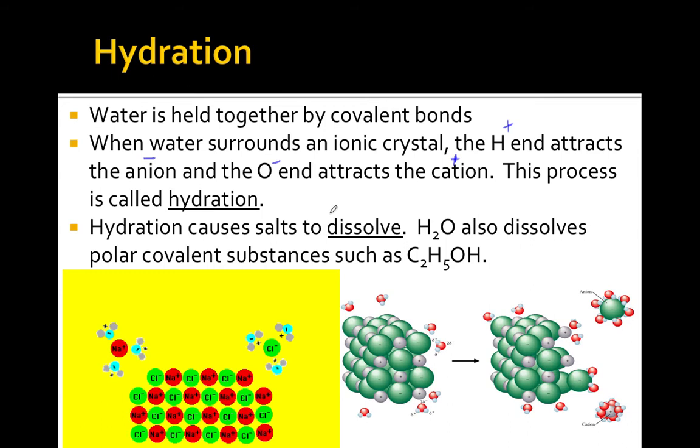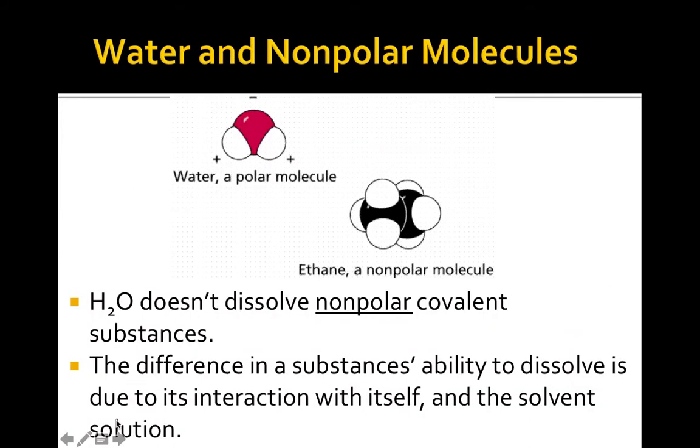So H2O also dissolves a polar covalent substance such as C2H5OH, and we'll talk a little bit more about polar covalent substances in just a moment. H2O doesn't dissolve nonpolar covalent substances. Remember, we said last year that like dissolves like, and so if water is polar, nonpolar covalent substances are not alike. They're not going to dissolve each other. And the difference is in the substance's ability to dissolve due to its interaction with itself and the solvent solution.